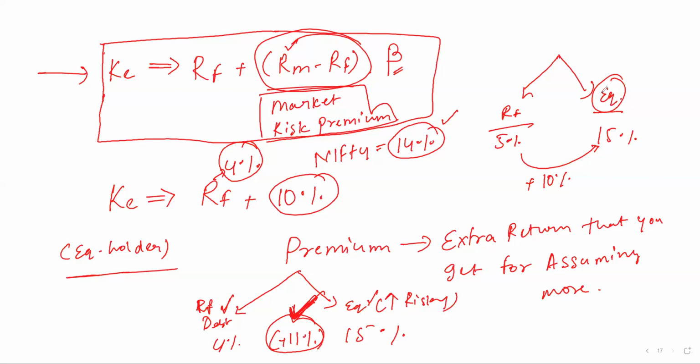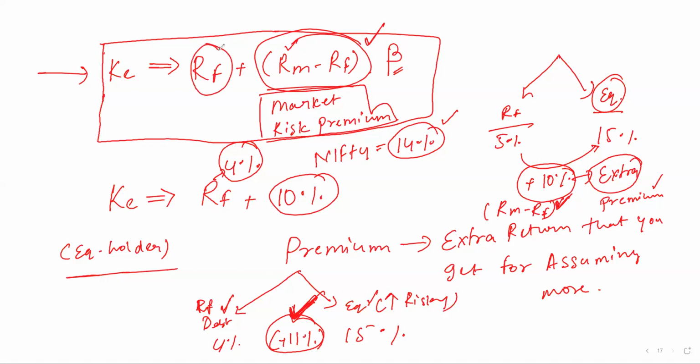So what is the formula for this premium? What is the formula to calculate this extra return that you call premium? The formula is RM minus RF. RM minus RF is the premium. Okay, understood now? The significance of RM minus RF? Everyone, have you guys understood this?